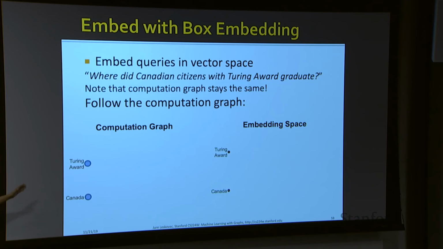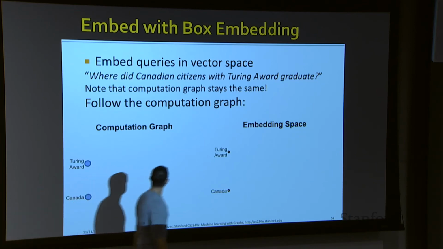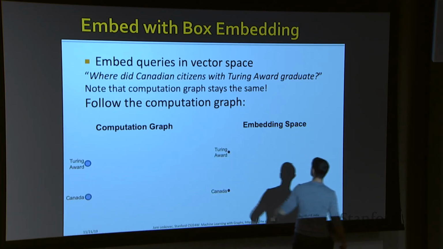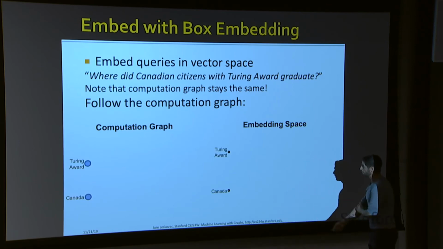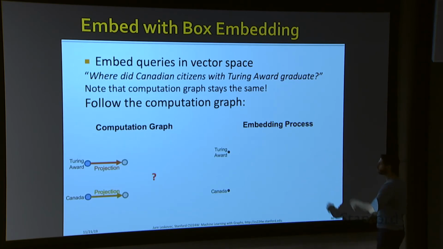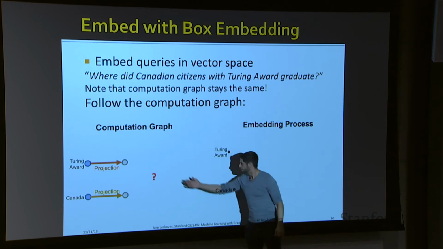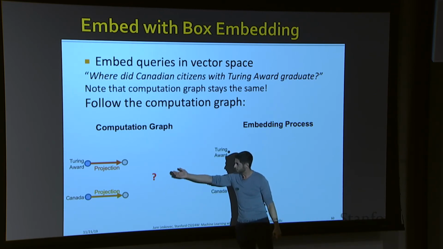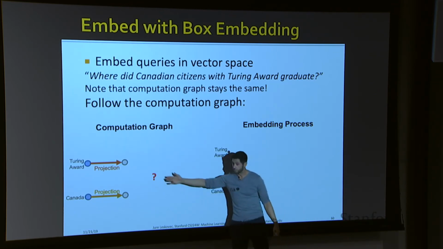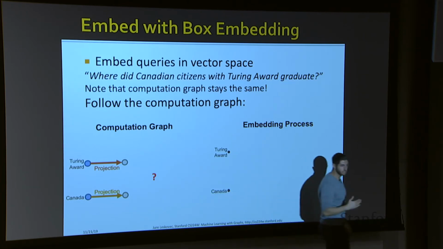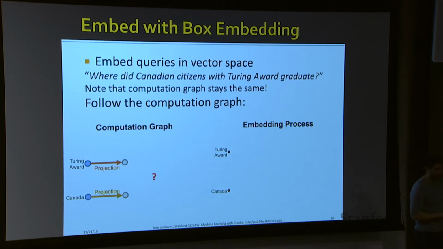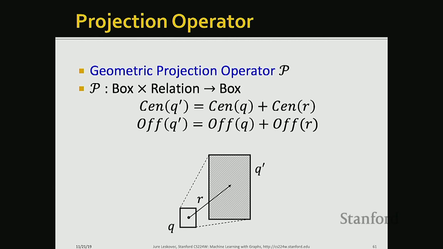Same example as before. Let's walk through the computation graph and embedding space, and let's see what happens now that we have boxes. The query is the same: where did Canadian citizens win with Turing Award graduate? So we have 2 anchor nodes. We start at the beginning. First thing, if you recall, was how do we do the projection? So things change already, right? We said relations are no longer vectors. They're actually projecting boxes. So let's define now what a box is.